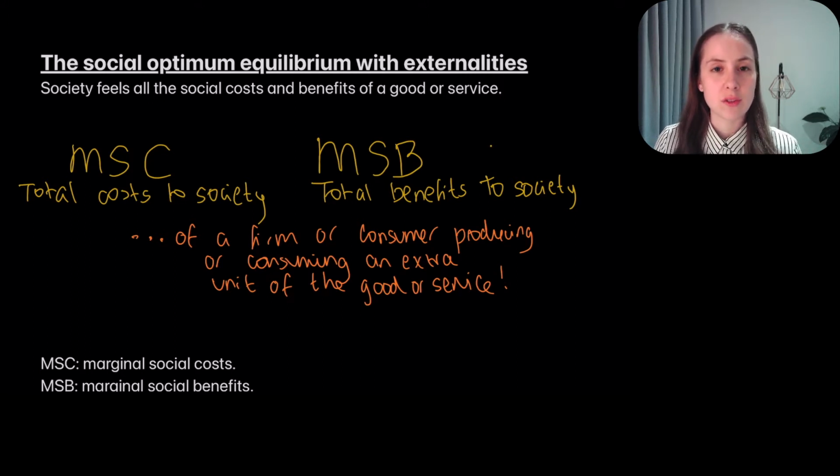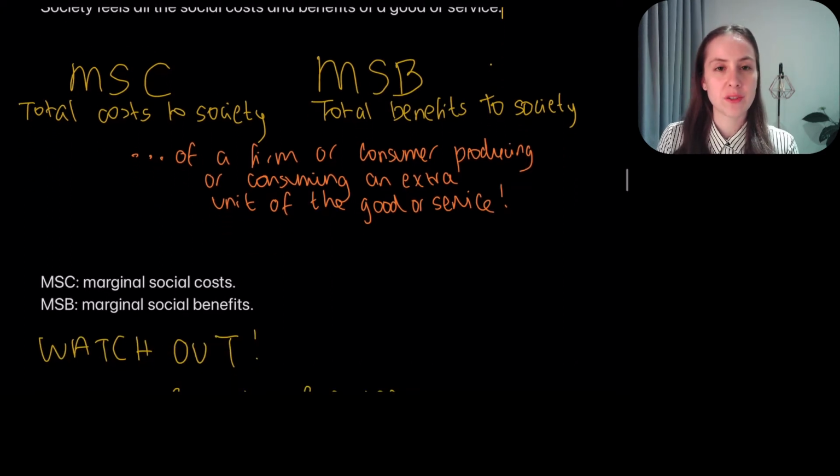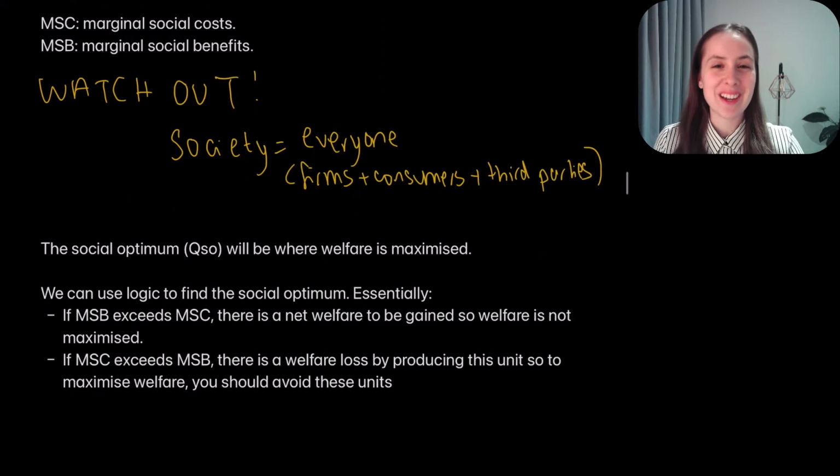MSB is the total benefits to society. Remember, that's when a consumer consumes a good because it's to do with demand. So all the benefits to society of consuming an extra unit of the good or service. Society, again, is everybody. It includes the consumer who consumed the good, but it includes the third parties. And MSC means marginal social costs, MSB, marginal social benefits. Watch out again, society is everybody.